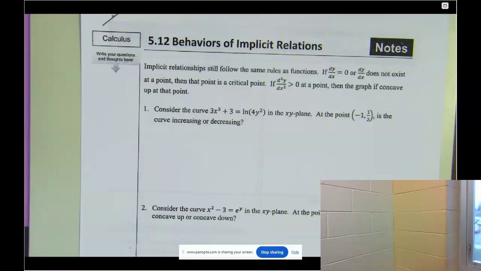We're on problem one. You're gonna do the chain rule against the y eventually. Once you take it out, that's gonna need y prime.